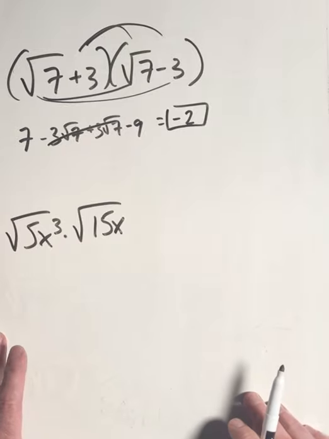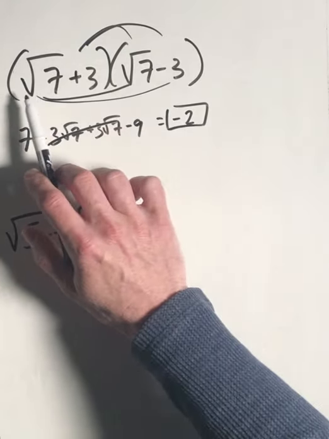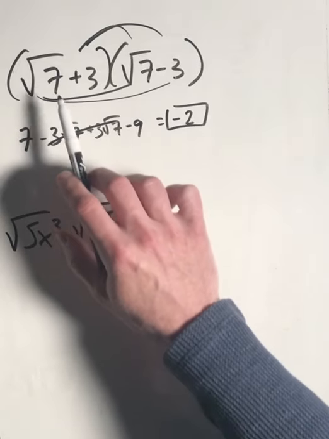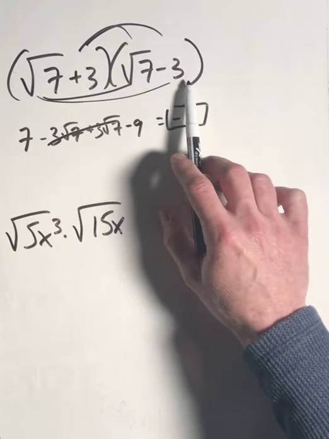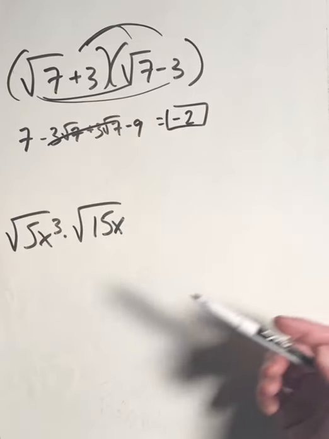which is negative 2. If we look at the sum and difference pattern here, again, we're going to take the first term and square it. That's the 7. We're going to take the second term and square it. That would be the 9, and we would subtract those two. So 7 minus 9 would be negative 2.